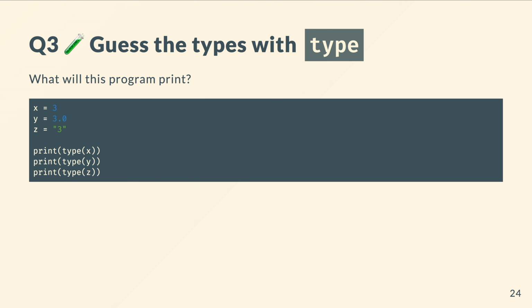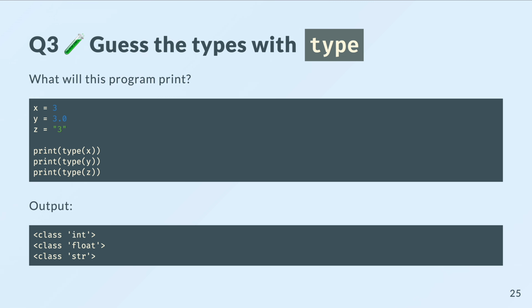Question 3. X is 3. Y is 3.0. Z is the text 3 in quotes. What types will type print for X, Y, and Z? Here is the output. Class int, class float, class str. Remember, quotes make it a string.